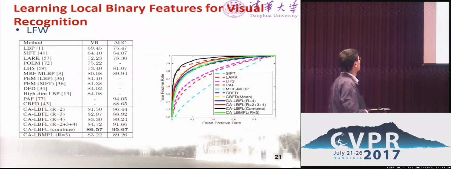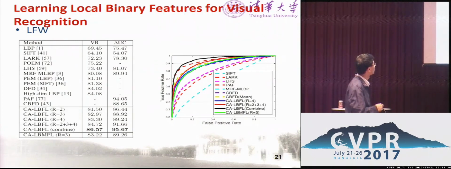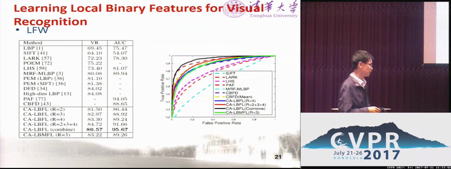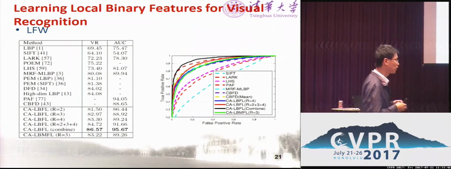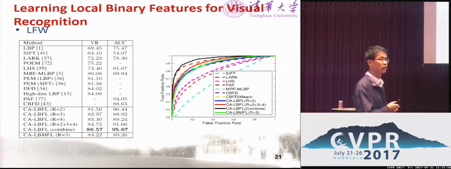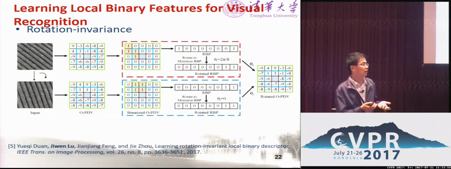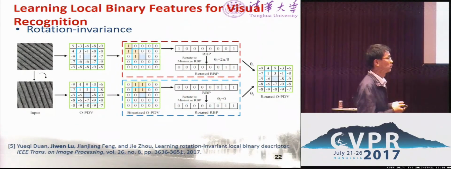So this is our idea. We can find this method can achieve more improvements compared with the CBFD method. The CBFD method with our setting is 88, but currently our method can get 95. That is to say, using more human knowledge or more prior knowledge to learn this binary feature or local binary feature can get more improvements.